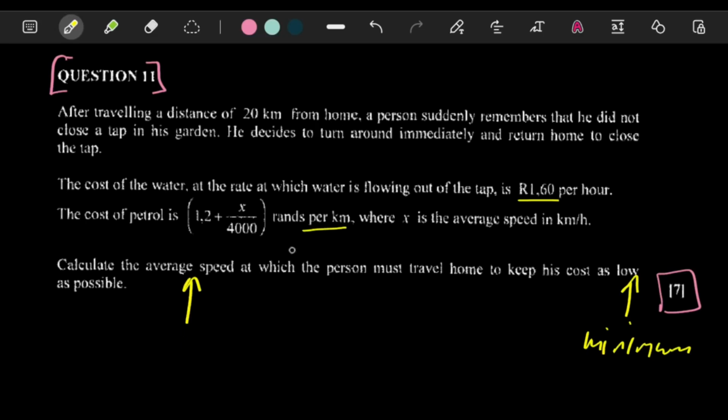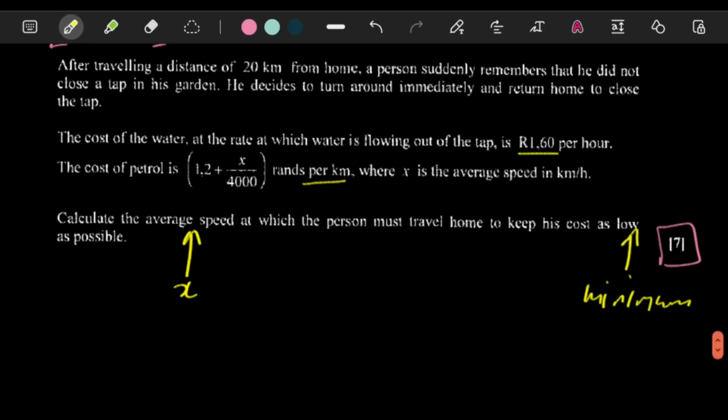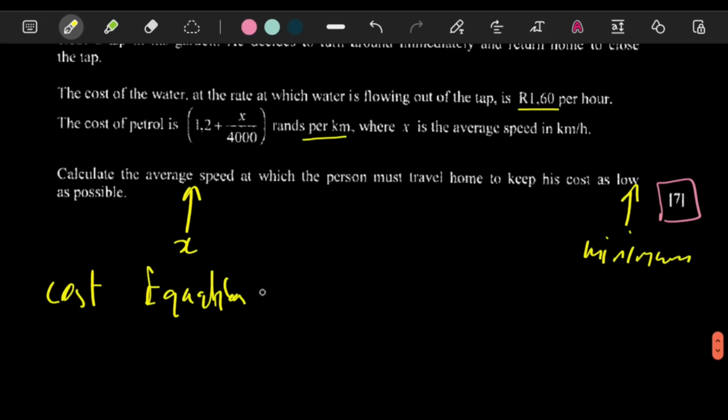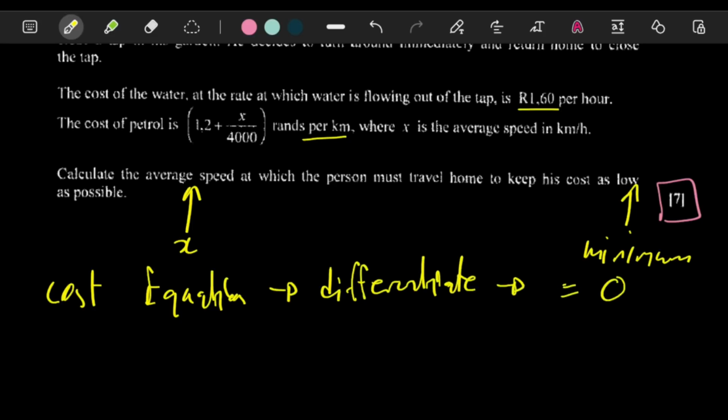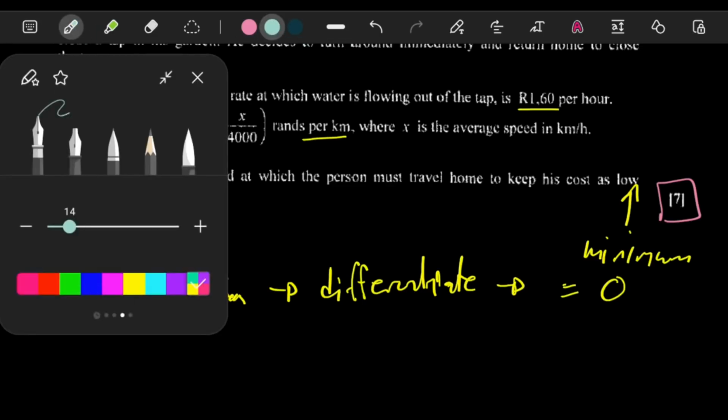Average speed here, they said it is x. Calculate the average speed at which the cost will be as low as possible. The first thing you need is a cost equation, because with that cost equation you need to know the average speed where the cost is a minimum. You need a cost equation, and then you need to differentiate it, and then after you differentiate it, you make it equal to 0. That's the idea with all maximum and minimum kind of equations. Get an equation of whatever they're talking about, differentiate it, and then equate it to 0.